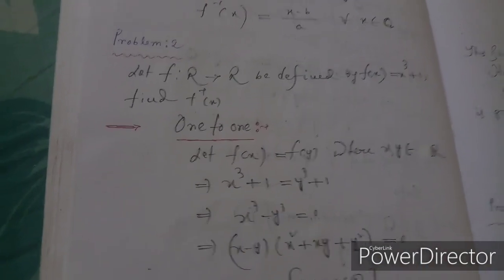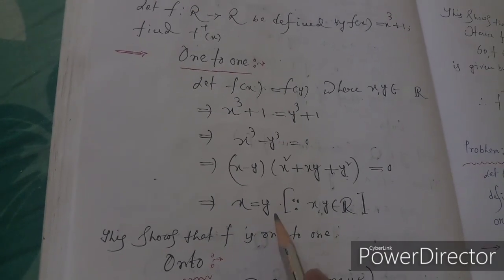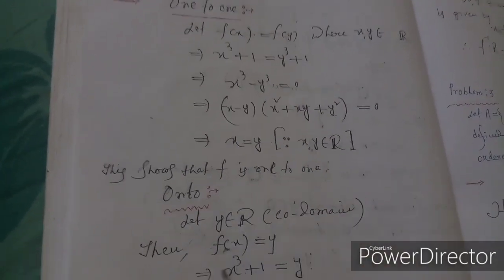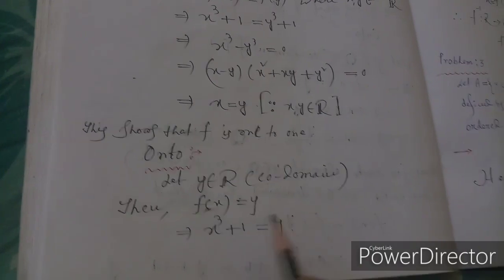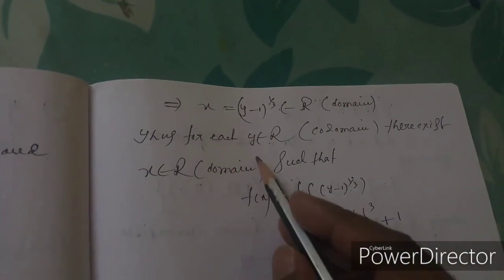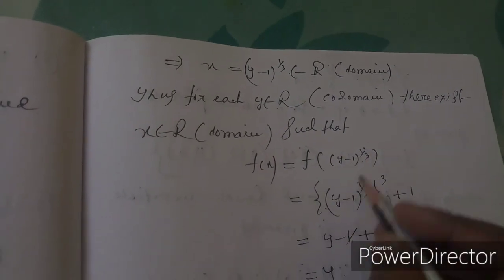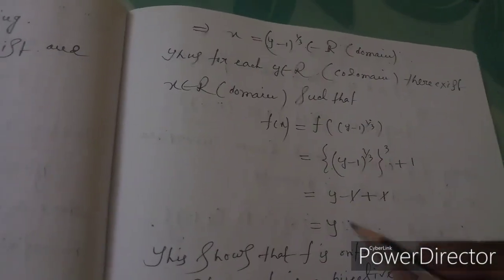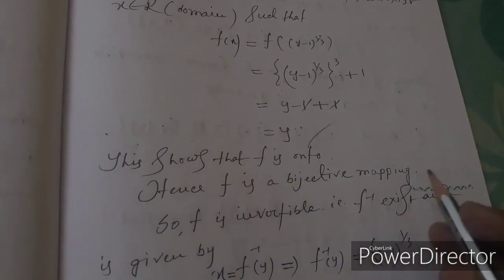See this example, same way, let f x equals f y, and after proceeding you get x equals y, and this shows that the function is 1 to 1. And for the onto part, let y belong to our codomain, f x equals y, x cube plus 1 equals y. So x should be (y minus 1) whole to the power 1/3, which belongs to our domain, obviously. Thus for each y belonging to the codomain of f, there exists x belonging to the domain of f such that f x equals y after simplification, and this shows that f is onto, and hence f is a bijective mapping.